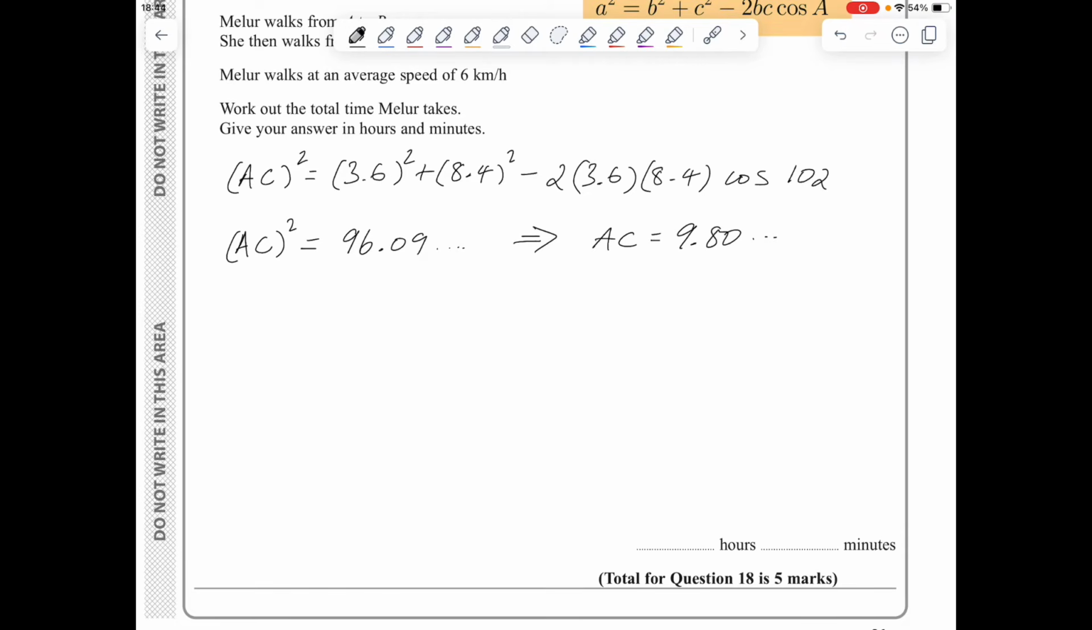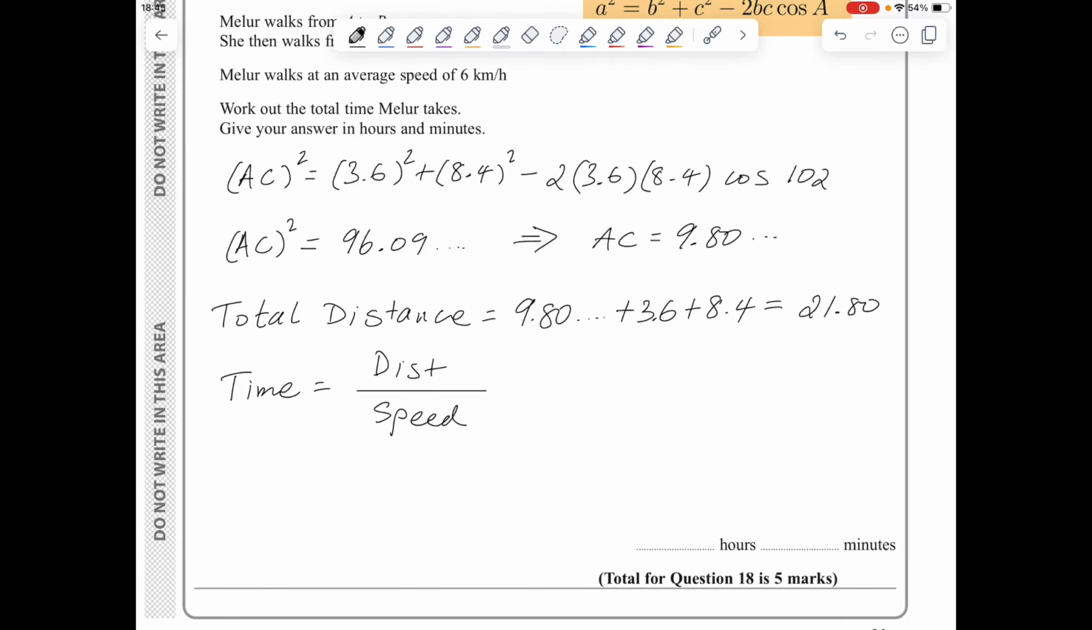So the total distance is this number plus 3.6 plus 8.4, which gives me 21.80. Now I can use the following formula. Time equals distance over speed. So I have 21.80 over the speed, which is equal to 6. And this will give me 3.6337. Now, because the distance is in kilometers and the speed is in kilometers per hour, then these are hours.